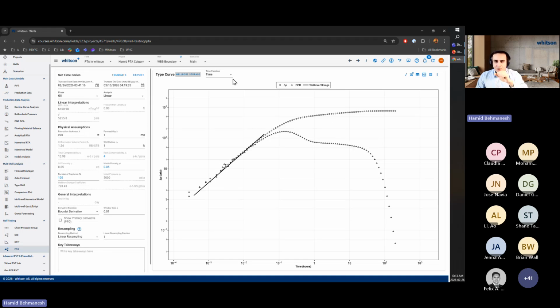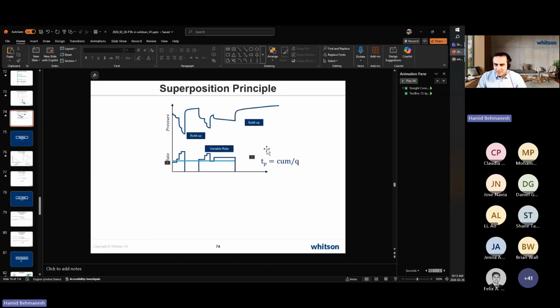So let's go ahead, and we know that this is buildup data, so we need to look at some time function other than the actual time. In this case, I'm going to select radial equivalent, and superposition radial equivalent. First of all, what is equivalent? Equivalent is the time function that we define here.